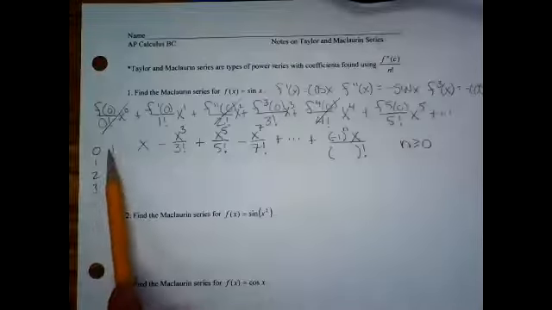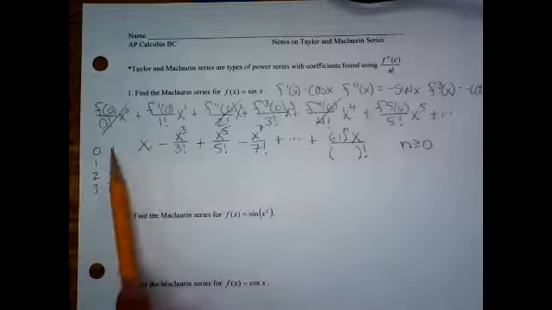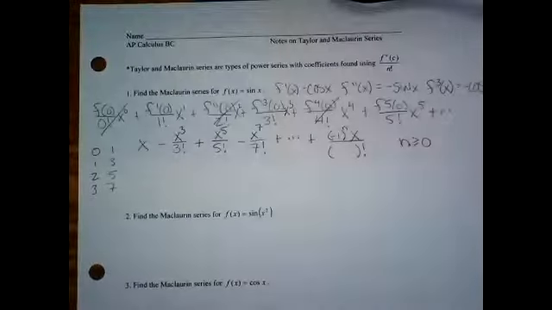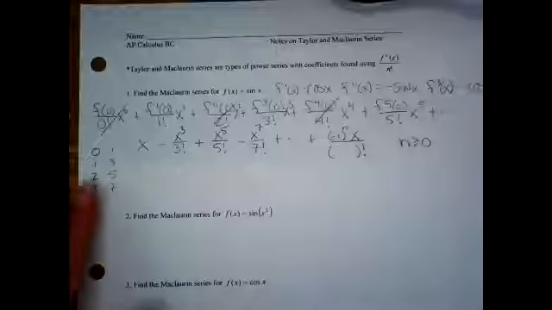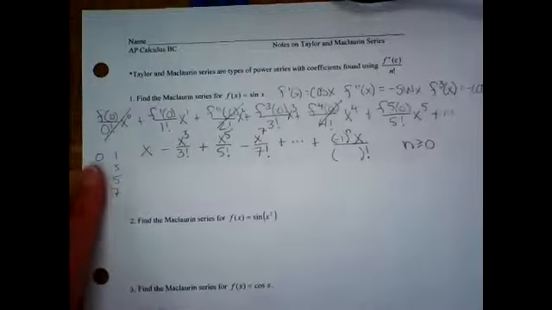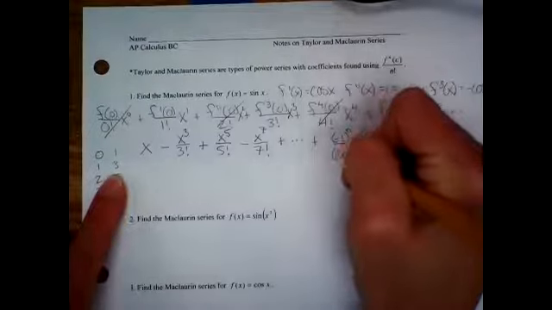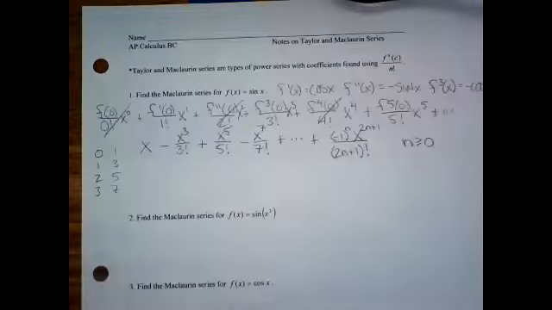Like if you plug in zero, this is the zeroth term, you need to get one. And if you plug in one, you need to get three. If you plug in two, I'll write that off to the side to help me see it, but we need to figure out what that pattern is. And it will be n. Yeah, so 2n plus 1, and then over 2n plus 1 factorial.